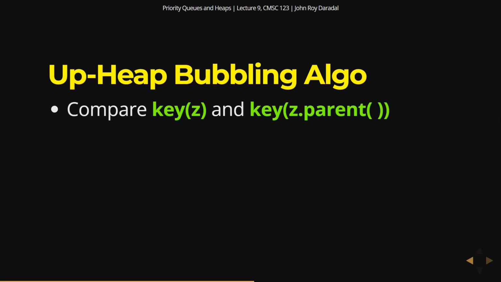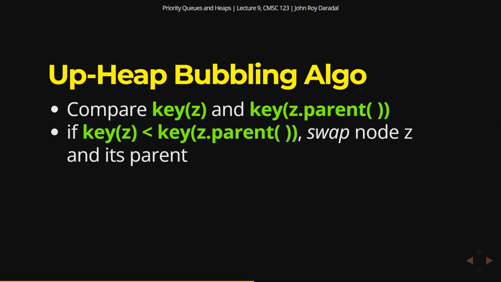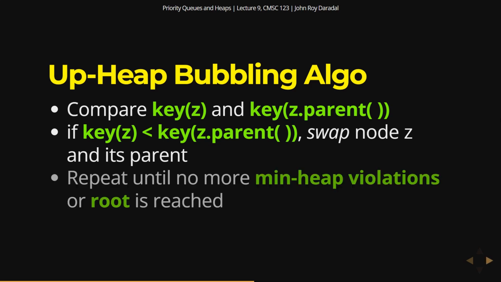You compare the key of the node Z and the key of the parent of Z. If the key of the node is less than the key of the parent, then we have to swap them, because supposedly the parent needs to have the smaller key, right? So swap the node Z and its parent, and repeat this until there are no more min heap violations, or when you reach the root, because then the root has no parent, so you have to stop there. Okay, so that is the up heap bubbling algorithm, which preserves the min heap property. Okay, so that is for insertion.